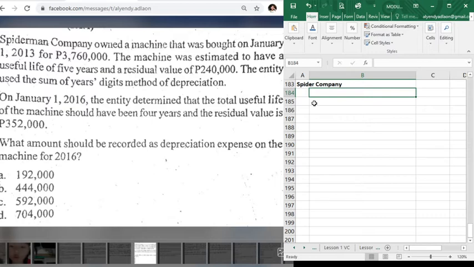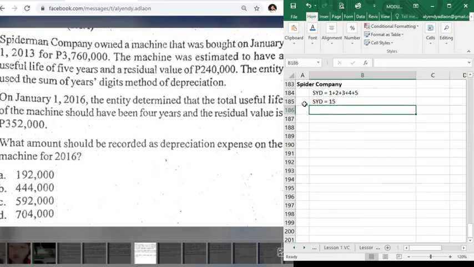Unsa man ang sum of the years digits method class? The sum of the years digit is computed by adding all the years. So, kung moingon tag 5 years, so we have 1 plus 2 plus 3 plus 4 plus 5. So, ato ang SYD ana is 15. Okay? So, kaning 15, this will serve as the denominator. Because class, maghimo man gud ta og fraction ani. Now, 15 will serve as our denominator.